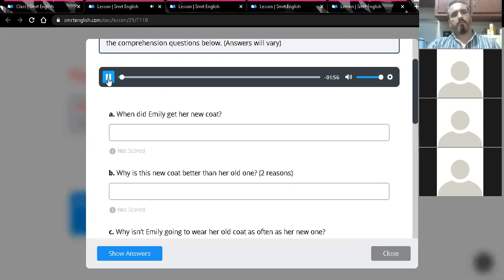Hey, Emily, is that a new coat? It is. Thanks for noticing. I got it a few days ago. Cool. It looks really comfortable. Yeah, I like it a lot. It's more comfortable than my other one, and it fits me better. But your other one's really nice too. You're not going to wear that one anymore? No, I'll keep wearing it, but I definitely don't like it as much as this new one.